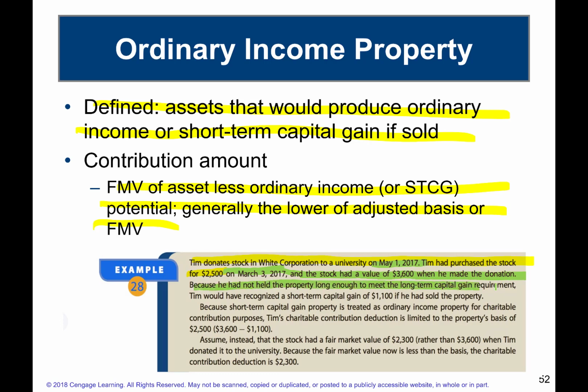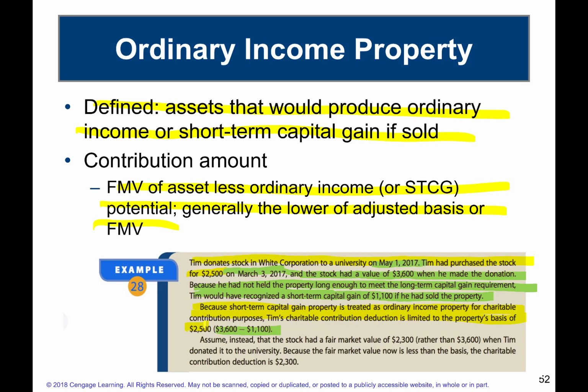Because the property was not held long enough to qualify for long-term capital gain, Tim would have to recognize the short-term capital gain of $1,100 if he sold the property. So they're going to say, okay, $3,600 is the fair value minus the $1,100 gain that you would have had to take had you sold the property, which is sort of a long way of coming back to what? His basis in the property, $2,500.